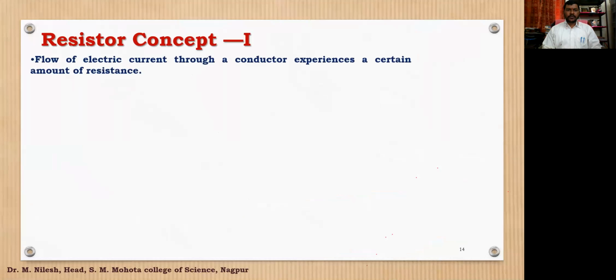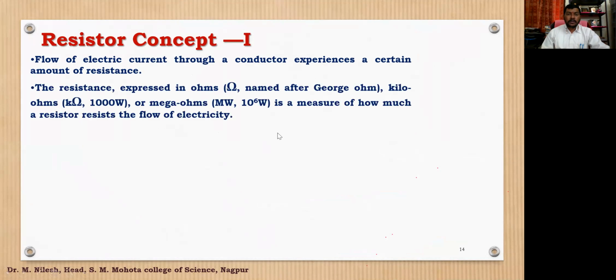I'll just repeat it for you. Resistor concept. The flow of electric current through a conductor experiences a certain amount of resistance. Resistance means which resists something, and in our case, which resists current is called a resistance as far as electronics or electric components are concerned. So the component which resists current is called a resistance, right? And its unit is called ohms, in the name of George Ohm, who invented this resistance, right?